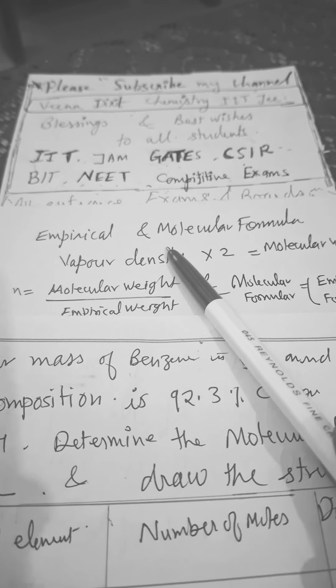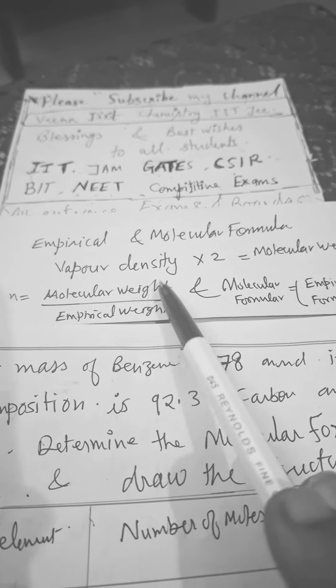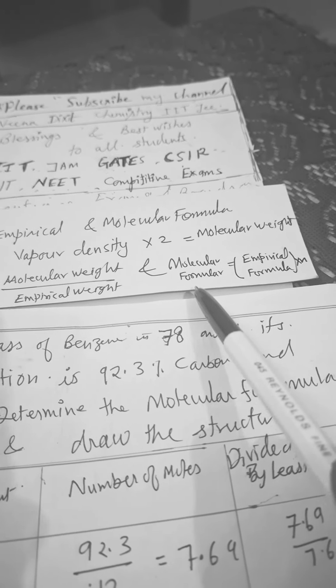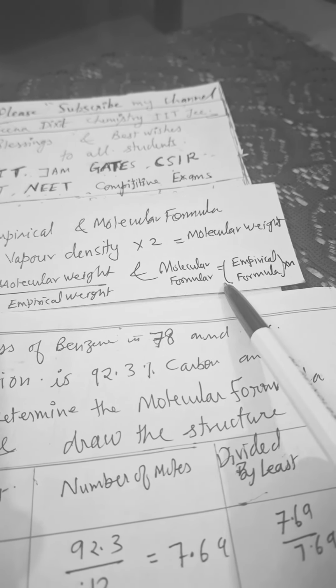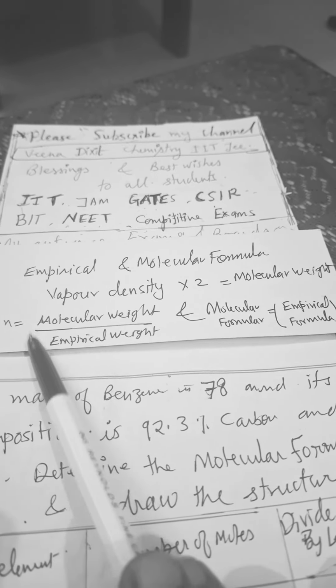We are discussing empirical and molecular formula. Here we will use this formula: n is equal to molecular weight divided by empirical weight, and the second is molecular formula is equal to n times empirical weight. That is why the value of n is a number that we have to find out.